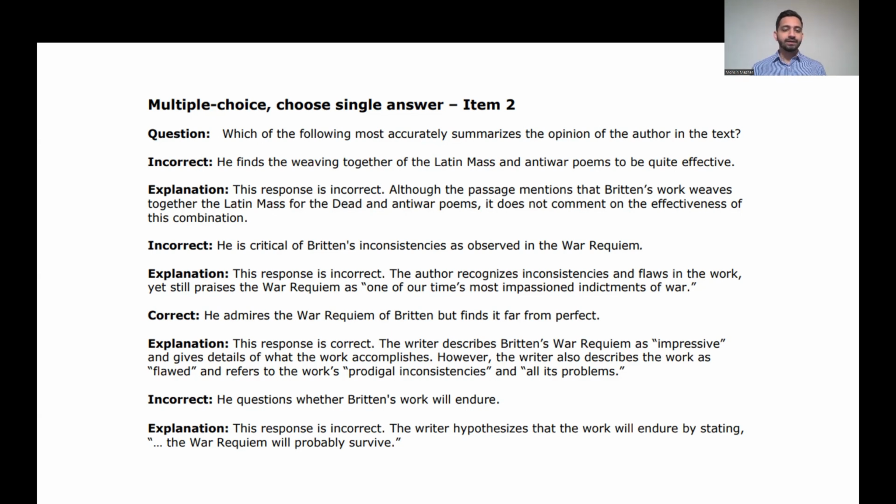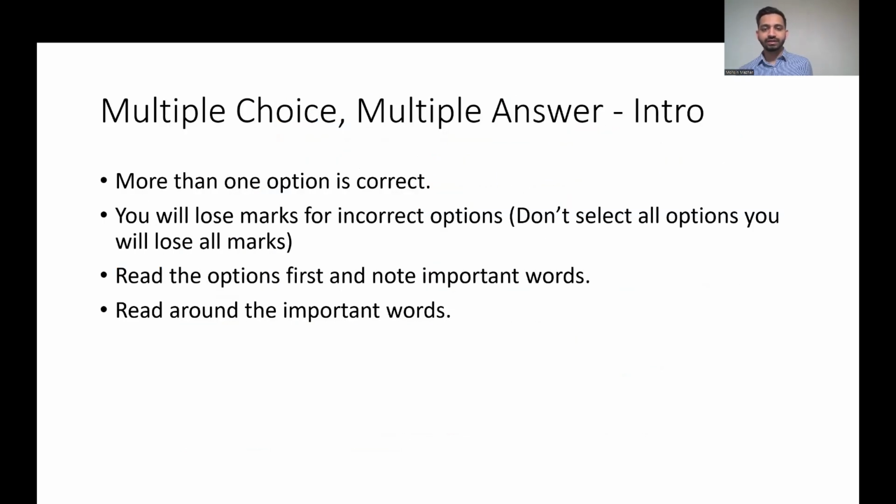Okay. Then we have another option. He questions whether Britain's work will endure. He doesn't really question. I mean, it doesn't say anywhere in the passage. So this response is incorrect. The writer hypothesizes that the work will endure by stating the War Requiem will probably survive. It's actually the opposite of it. So he actually said that this will survive and this will endure. He doesn't really say that it will not endure, right? So it's actually the opposite, so you can eliminate that on that basis. Okay, so hope you're doing great so far.